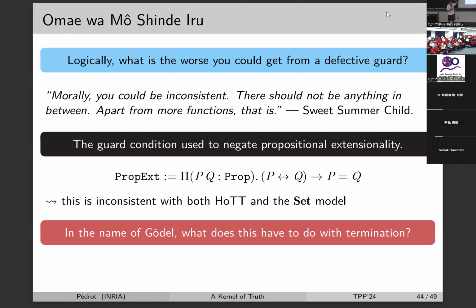There is no link whatsoever between this statement here and that thing there. And since we want to be compatible with both HoTT and sets, this is wrong. The guard condition should not allow us to prove the negation of that thing. So that's very weird. There is some kind of explanation of why this is wrong if you follow the HoTT line, but actually the reality is a bit more murky.